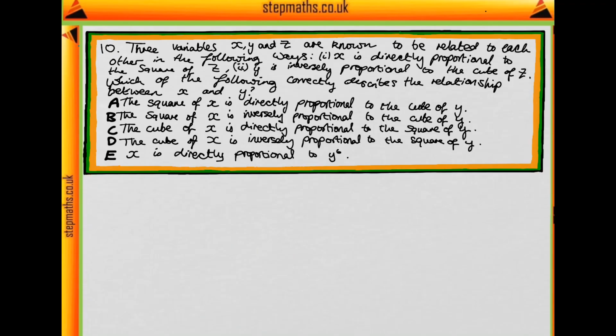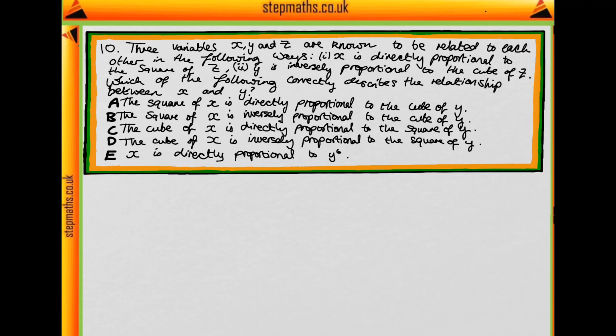This is question 10 of the Natural Sciences Admissions Assessment specimen paper. In this question we have three variables, x, y and z, which are related to each other in different ways. So x is directly proportional to z squared, y is inversely proportional to z cubed, and we want to know the relationship between x and y.